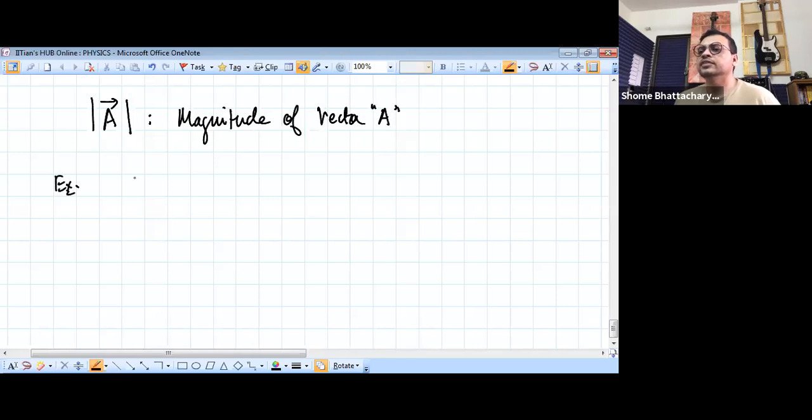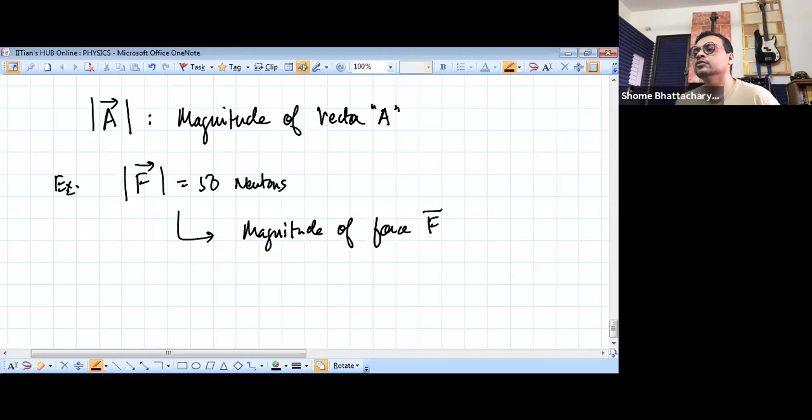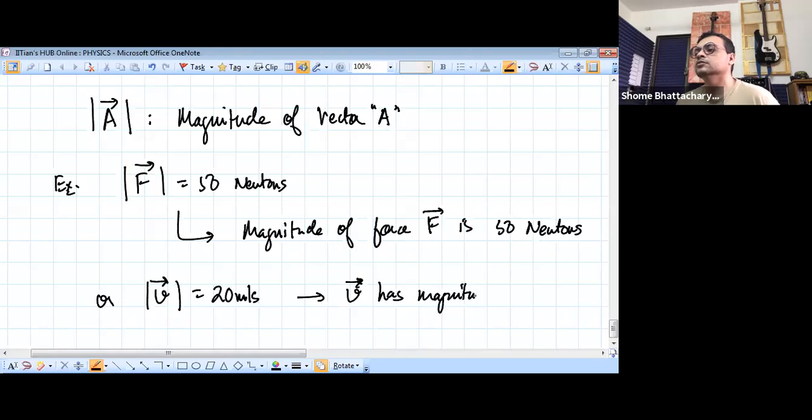So for example, if I say that mod F or magnitude of F is equal to 50 newtons. So in words, what does this statement mean? That the magnitude of the force F is 50 newtons. So instead of writing such a long line, we just use a small symbol. So any vector written in between two bars, that is called the magnitude of that vector. Okay. Or let's say mod V is equal to 20 meters per second. So this again means that V has magnitude, the velocity V has magnitude of 20 meters per second.